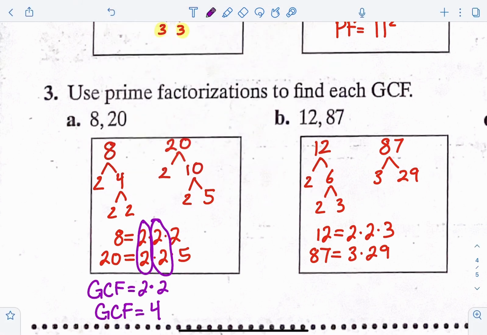What do they share? All they share is a 3. So you should just have GCF equals 3. They share that pair of 3's, so 1 3 comes down. Nothing else comes down, so that's the answer.